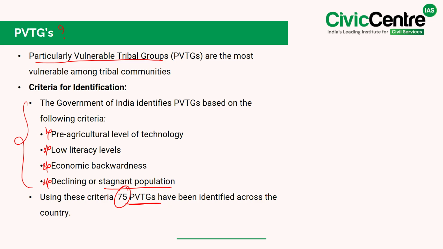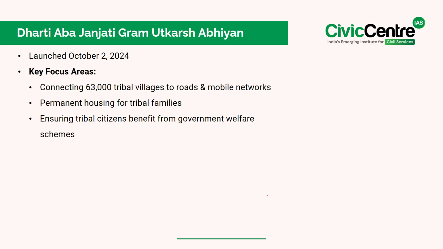Further strengthening the tribal development, the government launched the Dharti Aba Janjati Gram Utkarsh Abhiyan on October 2nd of 2024 with a strong focus on infrastructure and welfare. And the key areas of focus include connecting 63,000 tribal villages to roads and mobile networks, providing permanent housing for the tribal families, ensuring that tribal citizens fully benefit from the government welfare schemes.